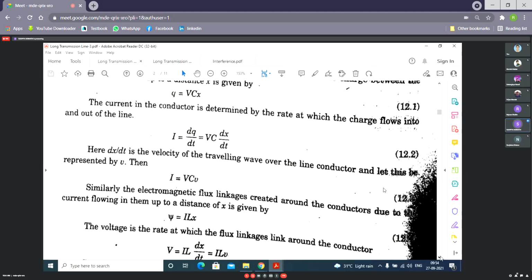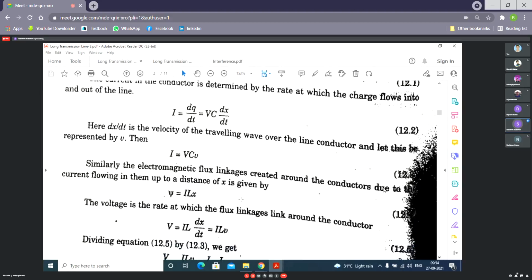So it is I = L·v. So we now have two equations: from the electrostatic flux, we have I = V·C·v, and from the electromagnetic flux linkage, we have V = I·L·v. Okay, so now what can we do?